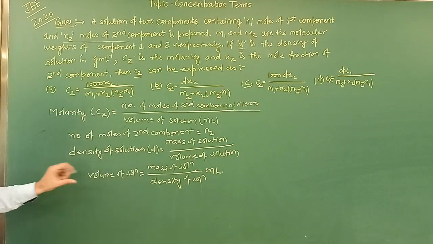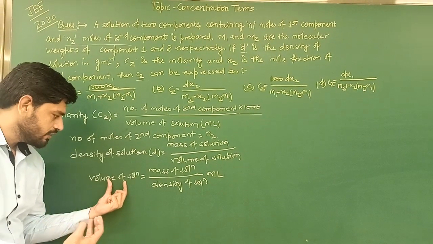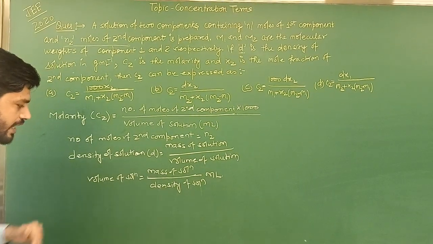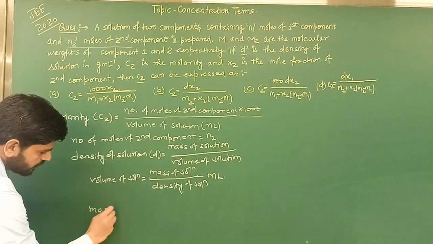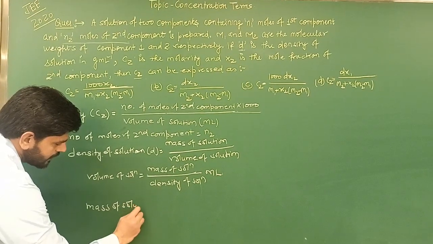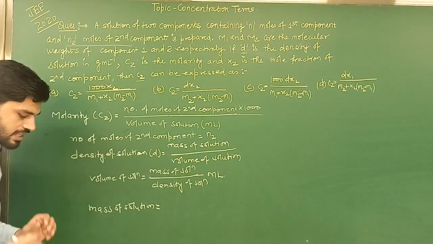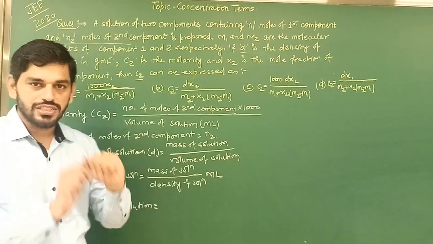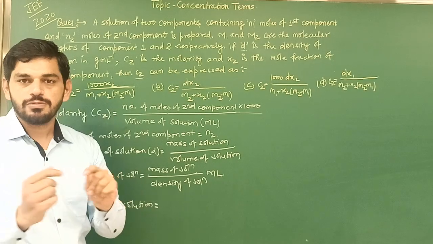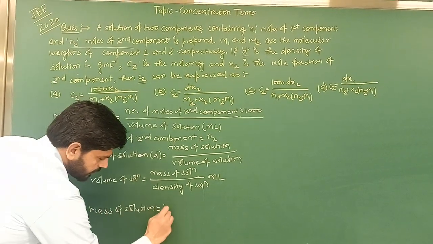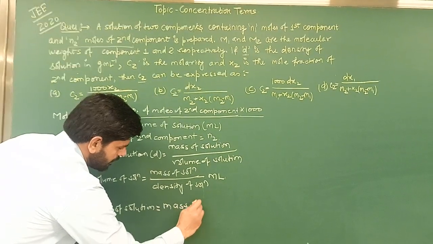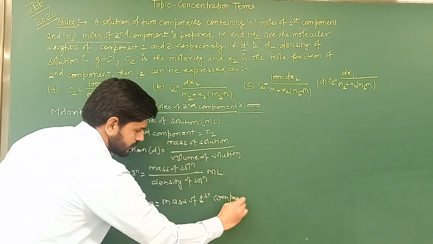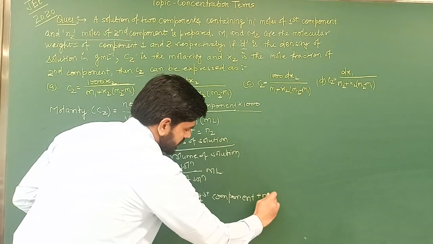So we want to find out the volume, and we know the density. So next task is to find out the mass of the solution. How can we find out the mass of the solution? As we know, the mass of solution should be equal to the mass of its components present in that solution, that is mass of component 1 and mass of component 2. Therefore mass of solution is equal to mass of first component plus mass of second component.